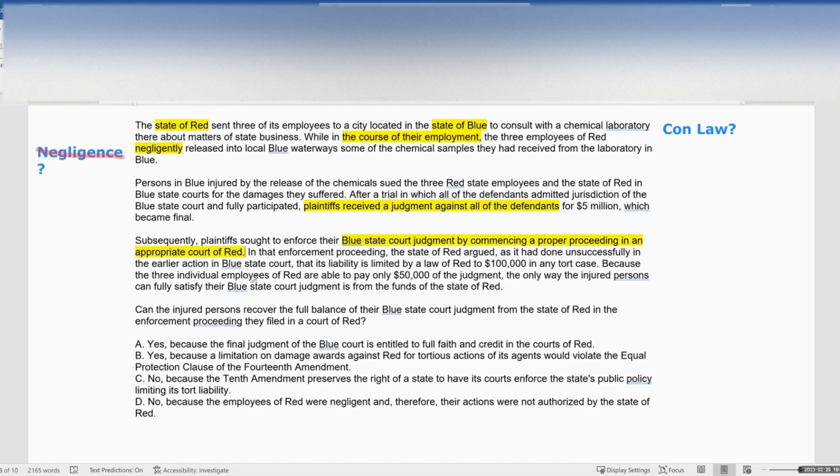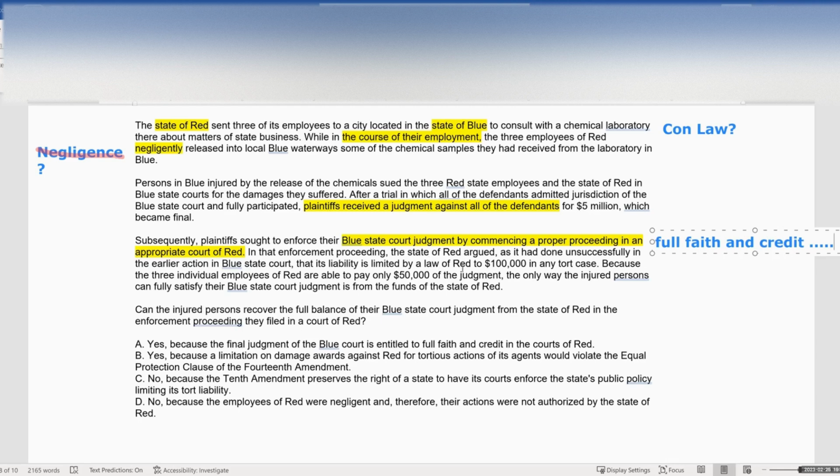Because the 3 individual employees of red are able to pay only $50,000 of the judgment, the only way the injured parties can fully satisfy their blue state court judgment is from the funds of the state of red. So they are wanting to enforce the judgment from blue state in red state. This triggers the full faith and credit clause. And in general, each state needs to give full faith and credit to the laws of other states.